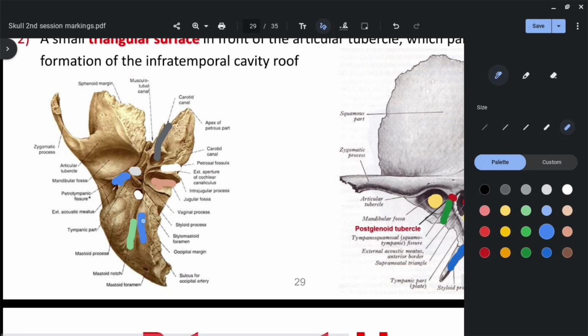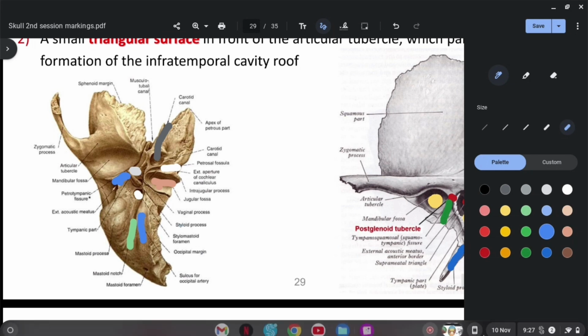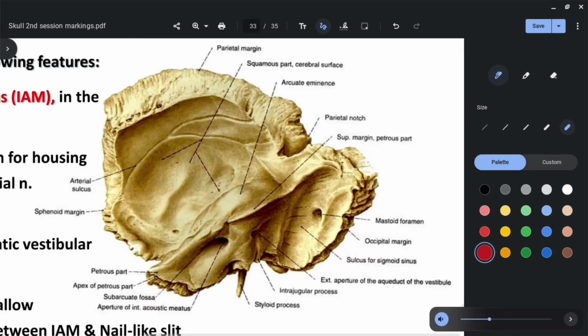This is all from the inferior surface, and now we move to the petrous part. Now let's talk about the petrous part of the temporal bone. It has three surfaces. This is the anterosuperior surface, this is the anteroposterior surface, and then we have the inferior surface, which I have discussed already.